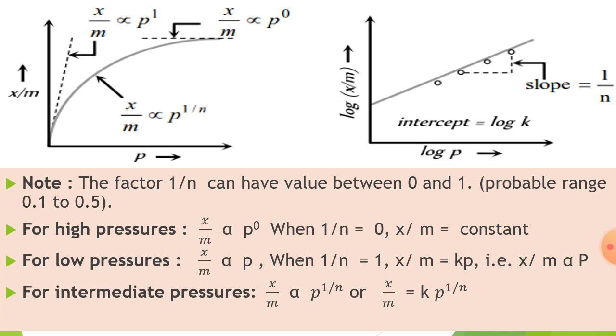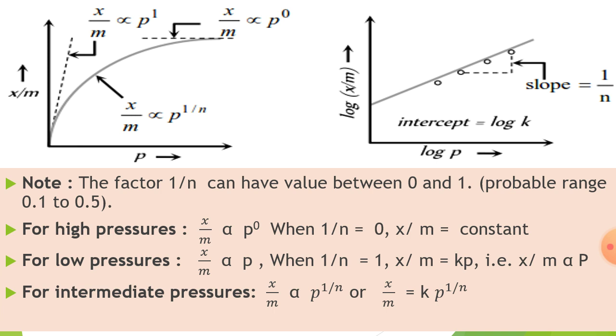Then for intermediate pressure, x by m is directly proportional to p to the power 1 by n, or you can write it like this: x by m equals K p to the power 1 by n. So that means the Freundlich adsorption theorem indicates three types of pressure. In the graph, at high pressure, x by m is independent of pressure. At low pressure, it is directly proportional to pressure, but at intermediate pressure, it is directly proportional to p to the power 1 by n.